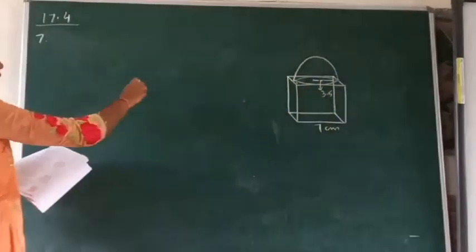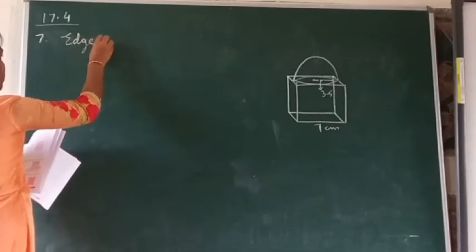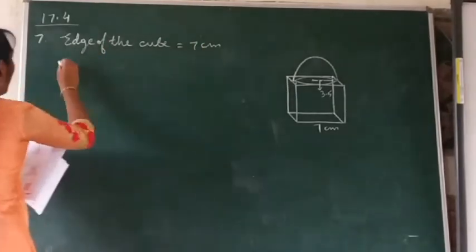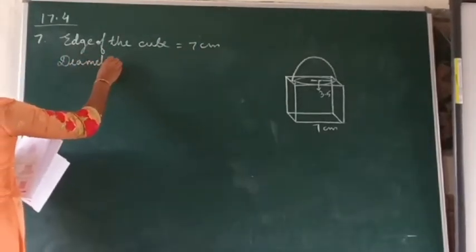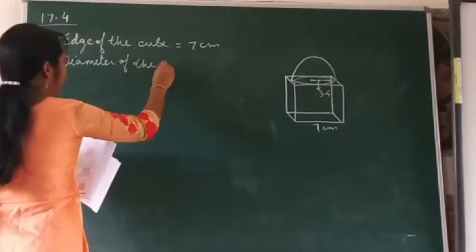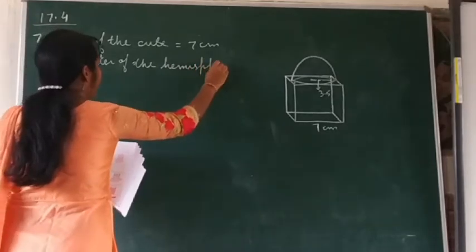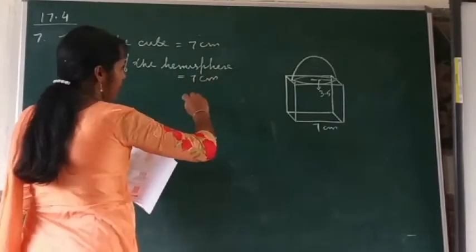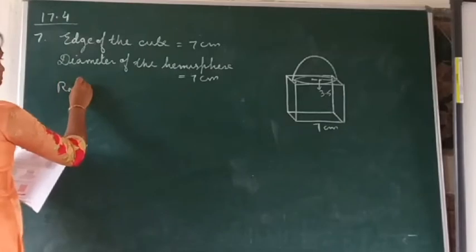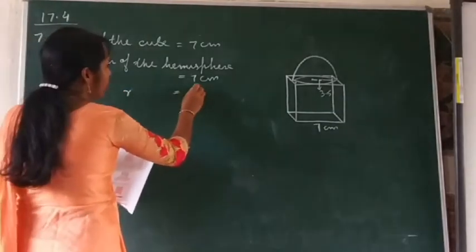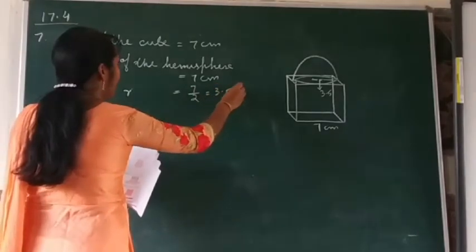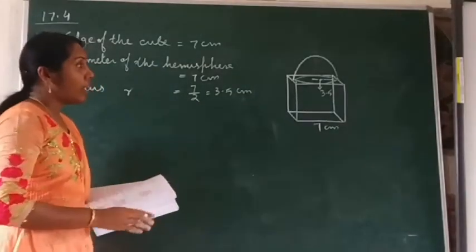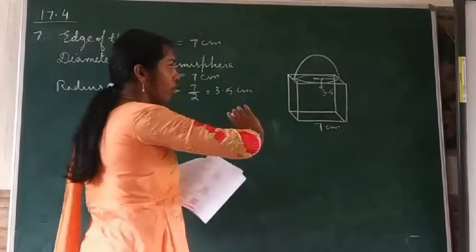So here we can write edge of the cube is equal to 7 cm. Now, diameter of the hemisphere is equal to edge of the cube, that is 7 cm. Therefore radius r is equal to 7 by 2, that is equal to 3.5 cm. Now we have got the dimensions of cube and hemisphere. Now we have to find the total surface area of this solid.